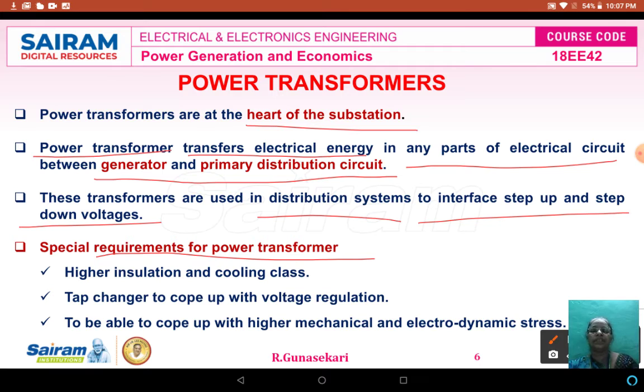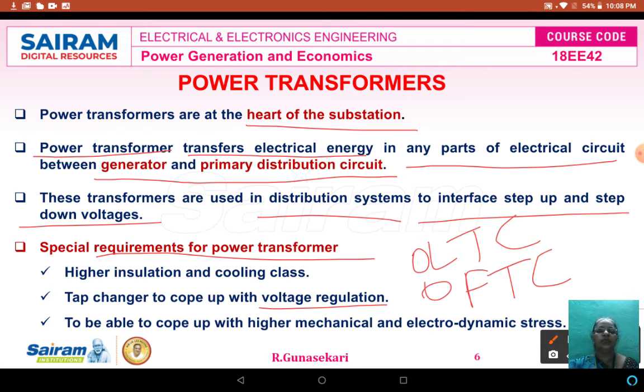The first one is higher insulation and cooling glass. It is very important. This is the requirement. Then again, the tap changer to help with the voltage regulation. An on-load tap changer is there, and an off-load tap changer is also there. On-load tap changer means the transformer is in service, and we can change the load tap changing switches. Off-load tap changer means the transformer is not in service, and then we can change the tap changing switches.